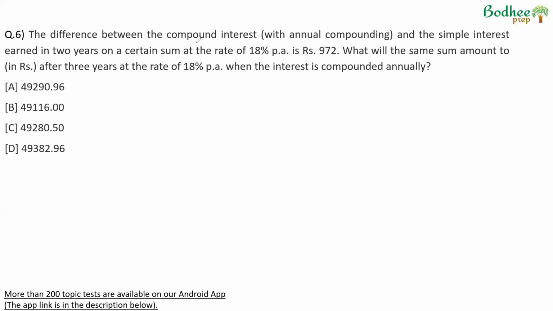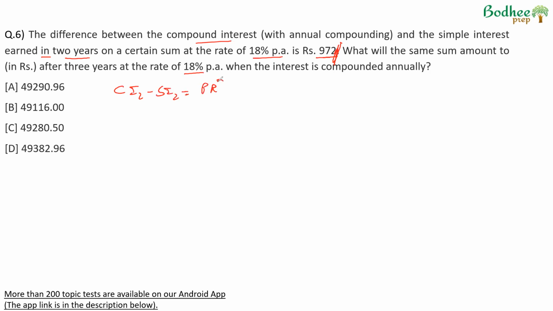The difference between compound interest and simple interest earned in 2 years on a certain sum at the rate of 18% per annum is 972. We have the rate and the difference between SI and CI for 2 years, so we can find the principal. What will the same sum amount to after 3 years at the rate of 18% per annum when the interest is compounded annually? Conceptually, the question does not seem very difficult. The calculations might be a problem.